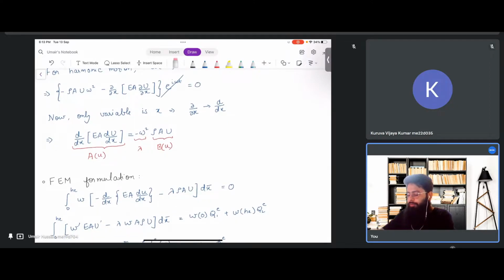So in most of the problems that we study in solid mechanics, the eigenvalue is essentially the frequency of the system, but except for the buckling problems.